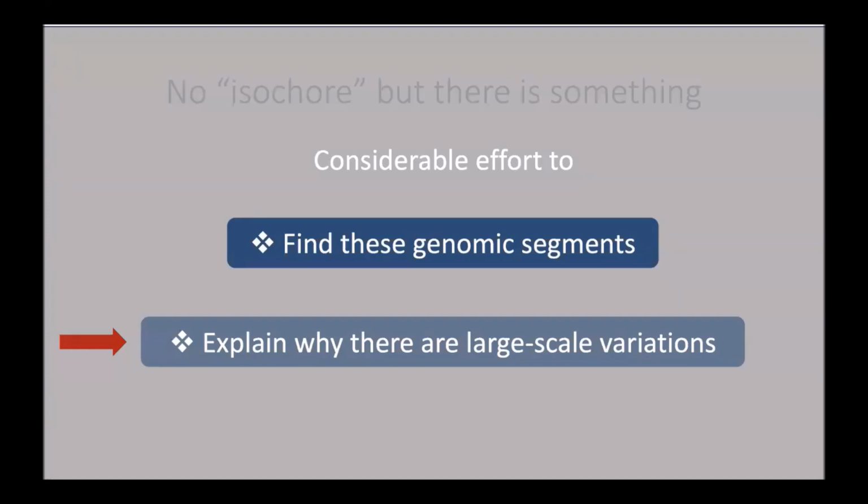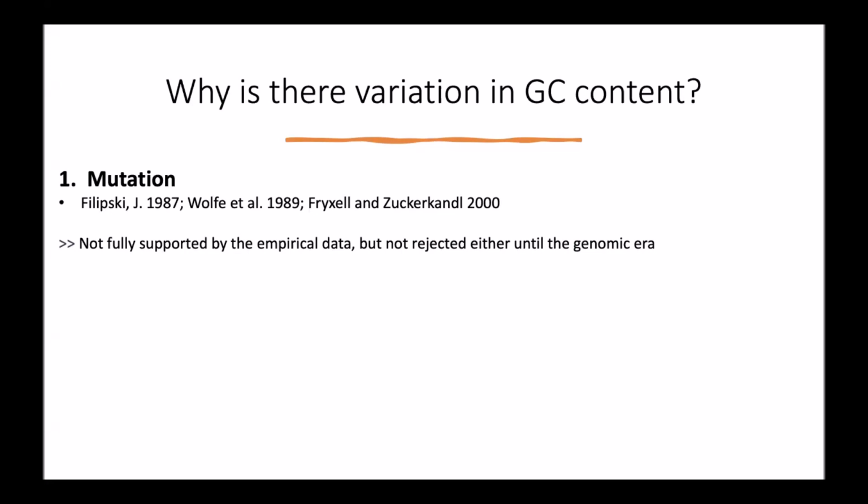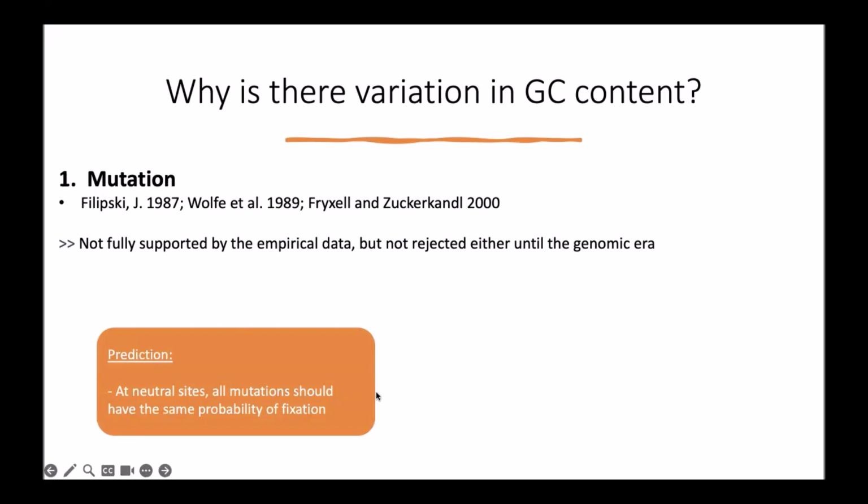Then we come to explaining why there are large-scale variations in these genomes. One of the first suggested reasons for such variations was mutations. However, these models were not fully supported by the empirical data, but not rejected until the genomic era. The prediction of this model is that at neutral sites, all mutations should have the same probability of fixation because mutational parameters shouldn't affect this probability.